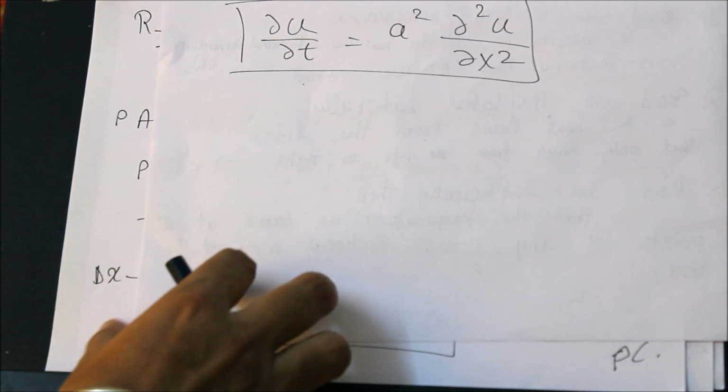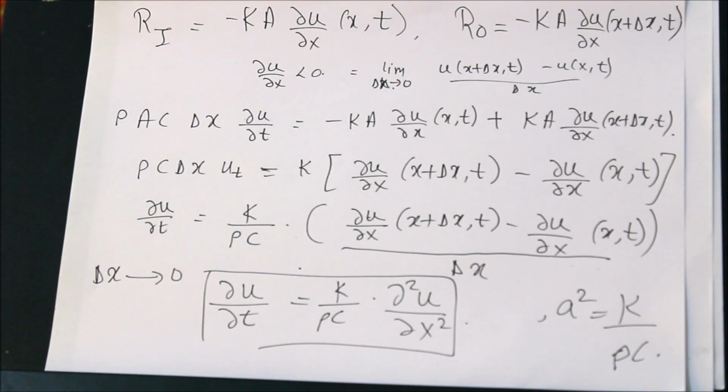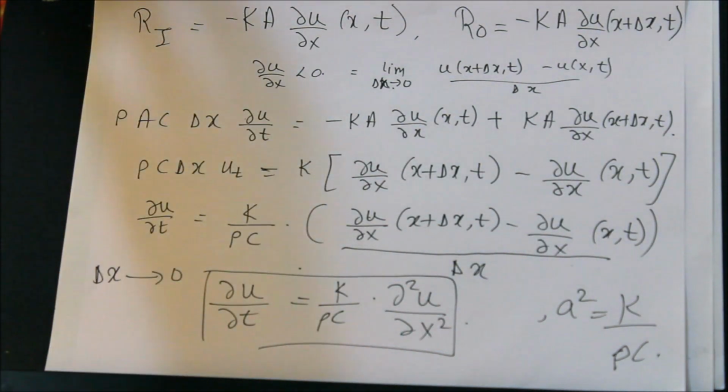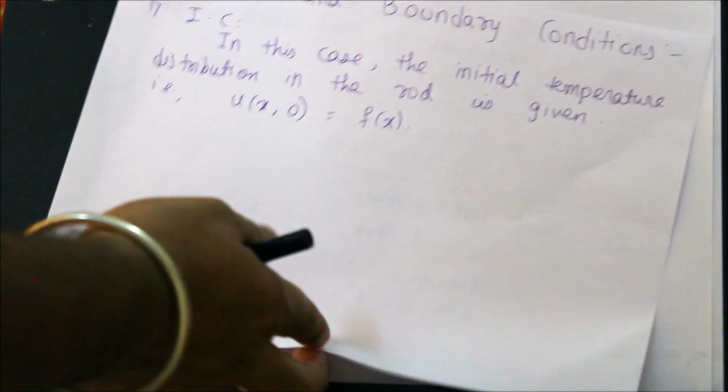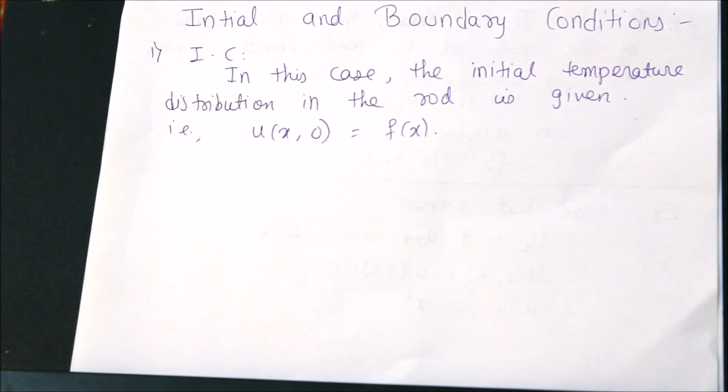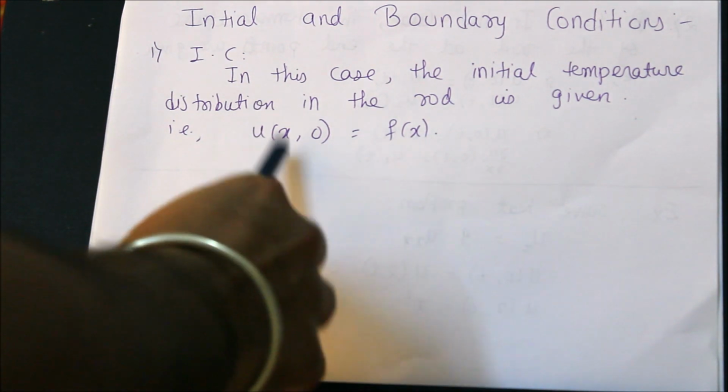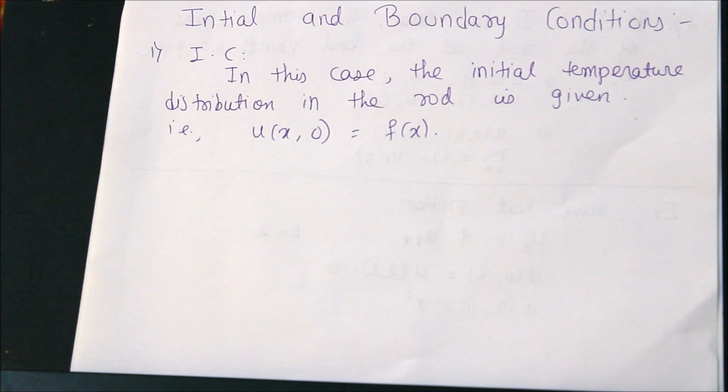I hope it's clear. So one last point I would like to say, there is something called initial and boundary conditions. So what are these initial and boundary conditions? Initial condition means the initial temperature distribution of the rod is given. So for example, if I say u of x comma 0 is f of x, what does it mean? Initially, means time is 0, the process has not started. So initially I am giving some temperature to the rod.